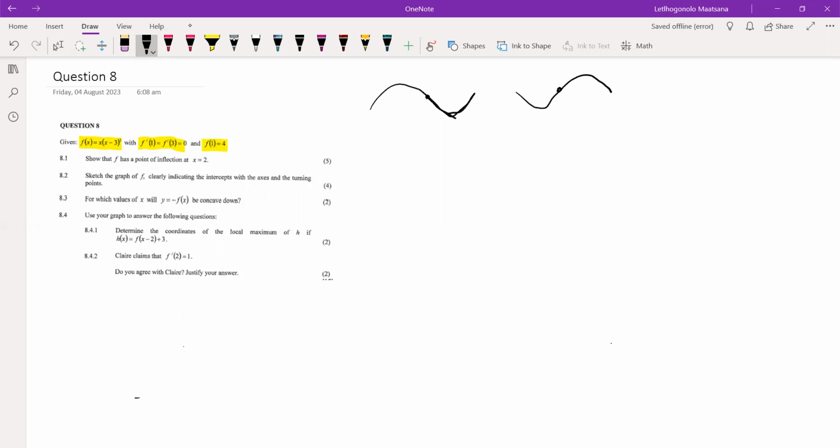Now, one thing we know about our point of inflection is that, if the value of x is equal to a, our second derivative will be equal to 0 at that point of inflection. So for our graph, let's go ahead and simplify it first before we look for derivatives.